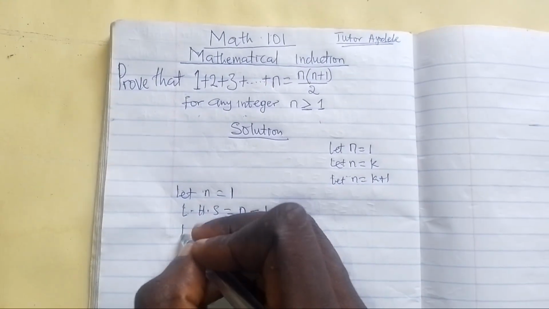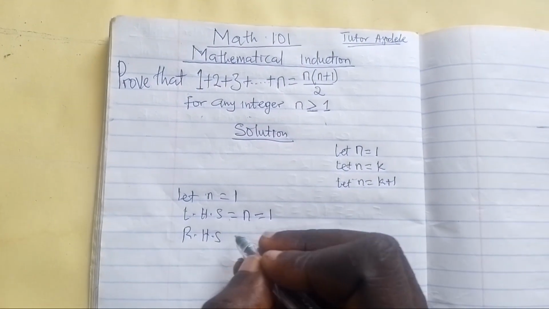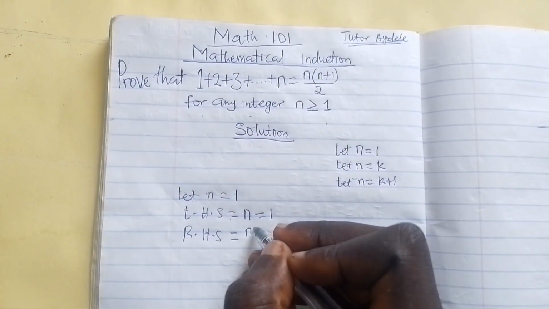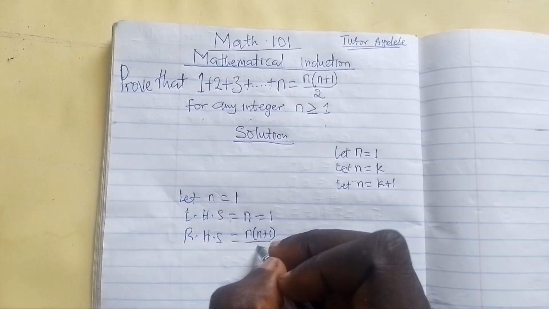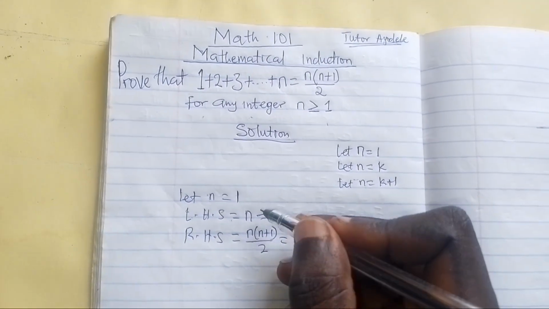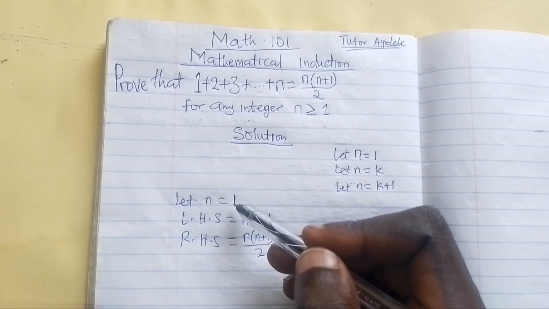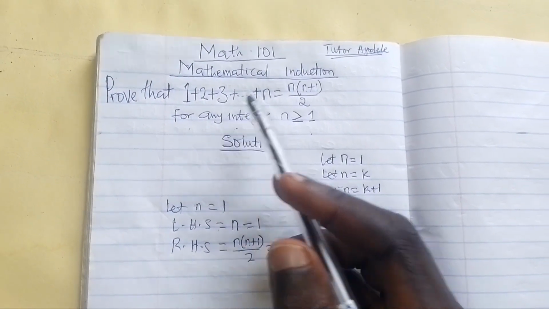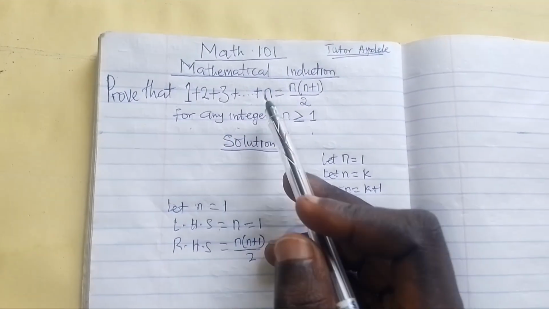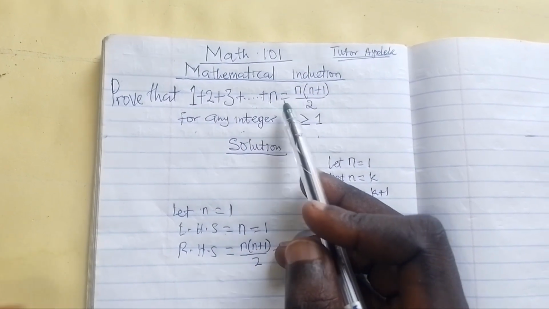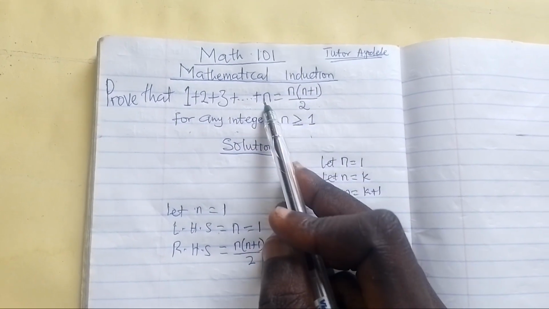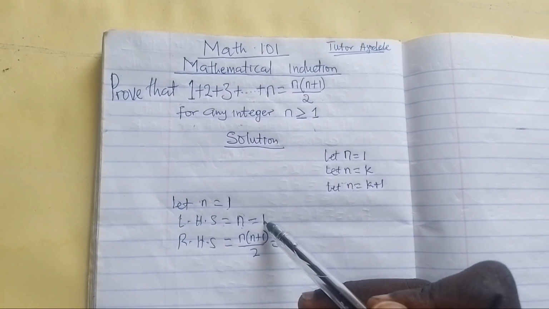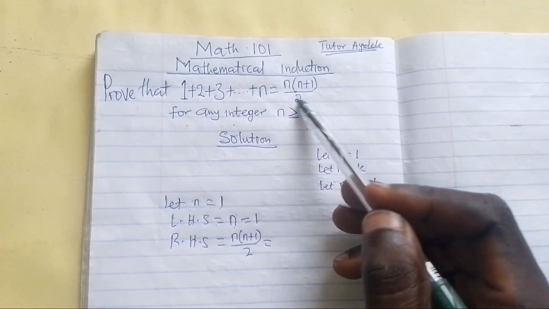But at the right hand side, this is the equation we have, which is n into bracket n plus 1 all over 2. So if I say my n equals 1, I will substitute it at the equation at the left, so I will also substitute it at the equation at the right. So this is the equation we have at the left, and when I put 1 here, it still gives me 1. And at the right, this is the equation we have.